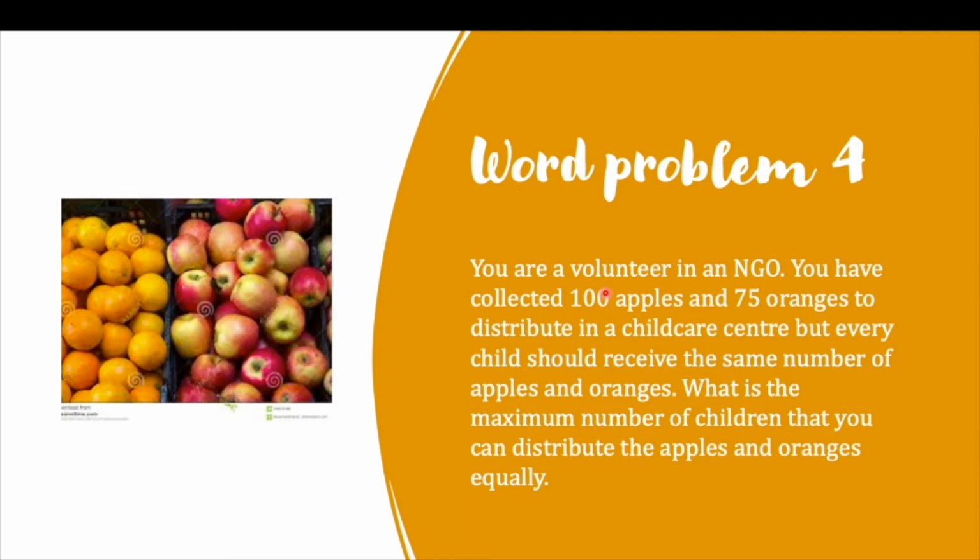Moving on to the next one. In this question, you're a volunteer in a non-governmental organization which does some voluntary work for the society. So you have collected 100 apples and 75 oranges to distribute in a childcare center, but every child should receive the same number of apples and oranges. What is the maximum number of children you can distribute the apples and oranges to equally? So you've collected 100 apples and 75 oranges. You want to distribute them equally to the children of a childcare center, but you want each child to get the same number of apples and the same number of oranges. So how many children can you distribute this to?